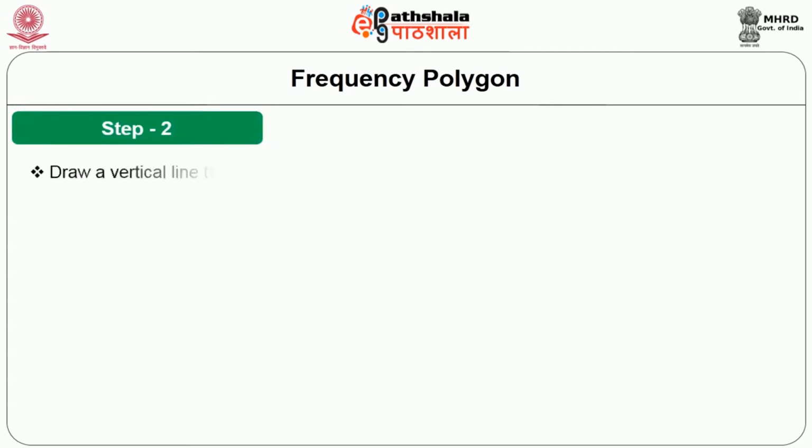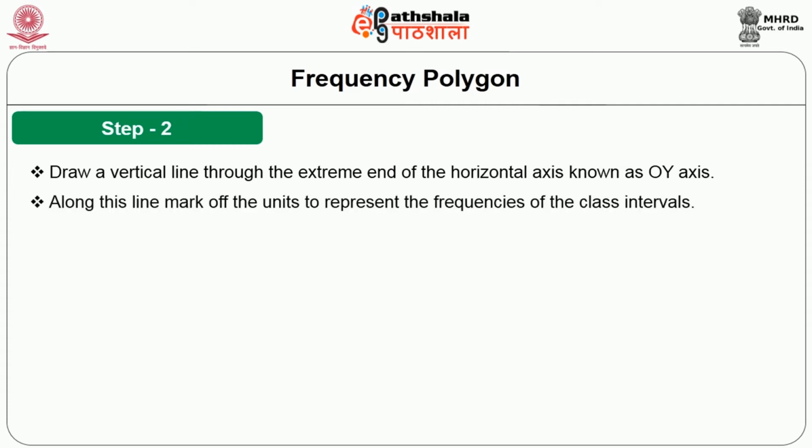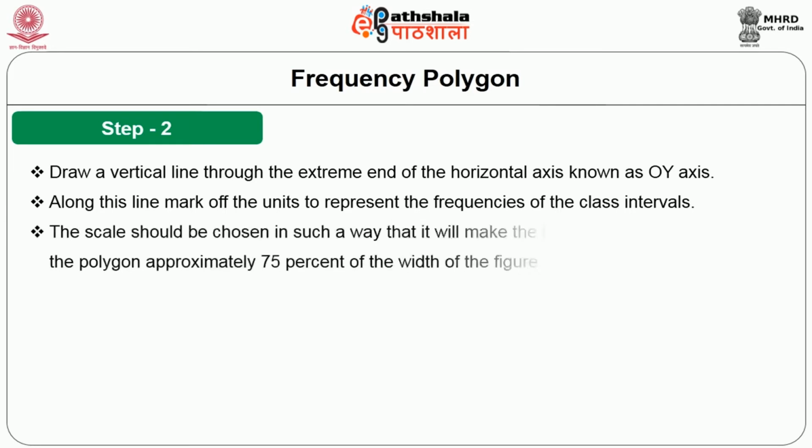Step 2. Draw a vertical line through the extreme end of the horizontal axis, known as the OY axis. Along this line, mark the units to represent the frequencies of the class intervals. The scale should be chosen in a way that makes the largest frequency of the polygon approximately 75% of the width of the figure.